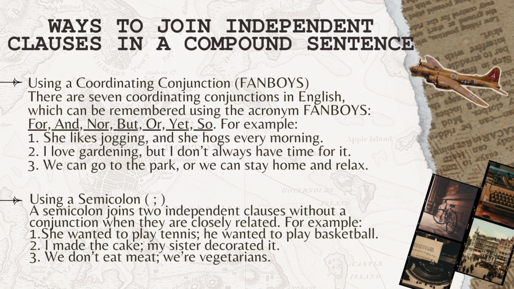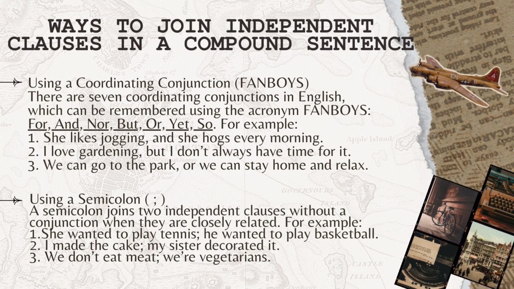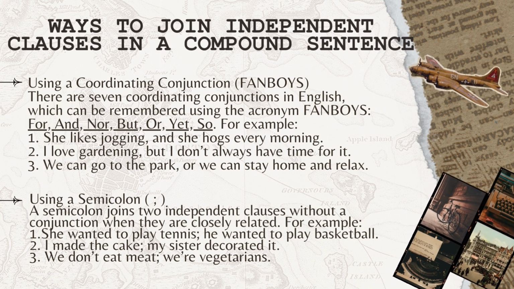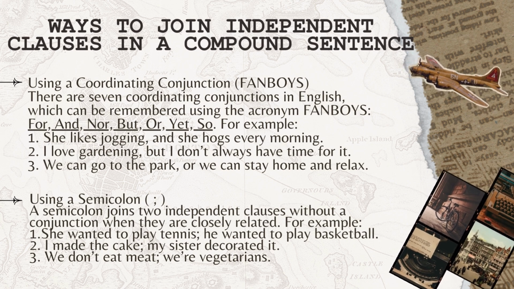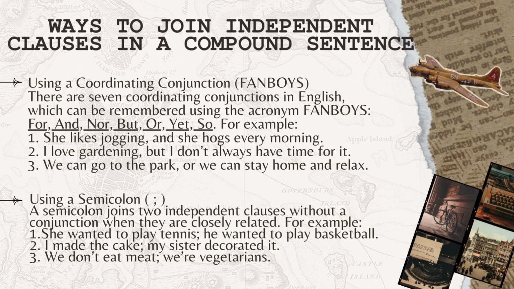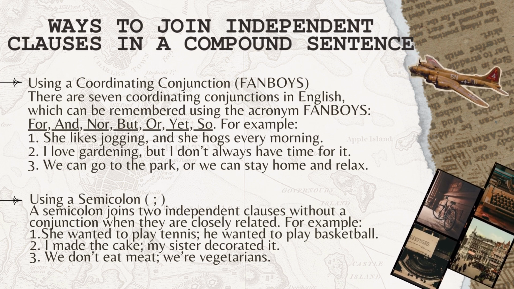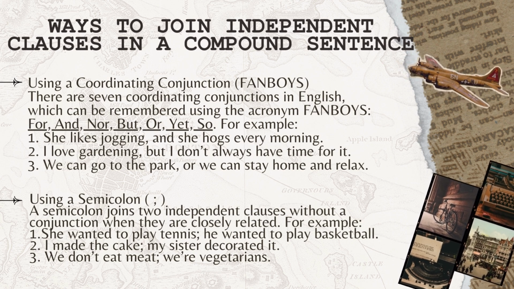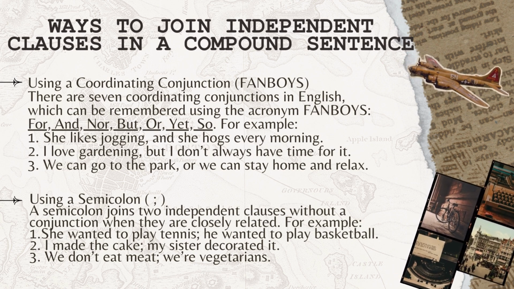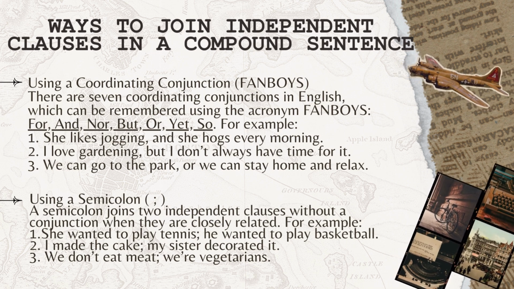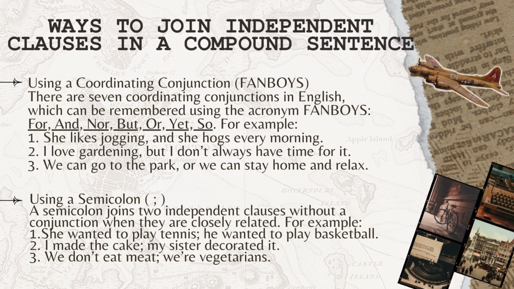Using a coordinating conjunction, FANBOYS. There are 7 coordinating conjunctions in English, which can be remembered using the acronym FANBOYS: for, and, nor, but, or, yet, so. When we join two clauses in a compound sentence with a coordinating conjunction, we must choose the one that best fits the relationship between the two clauses, and don't forget to place a comma before the conjunction. For example, she likes jogging, and she jogs every morning. I love gardening, but I don't always have time for it. We can go to the park, or we can stay home and relax.